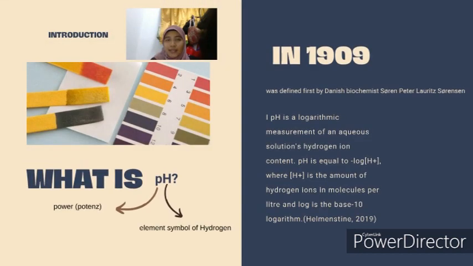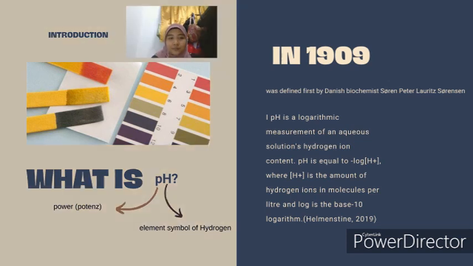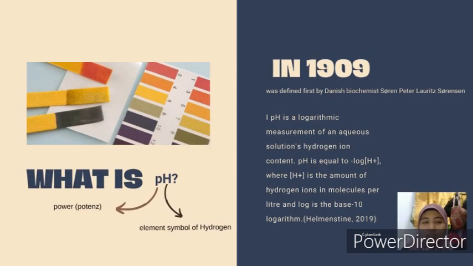In 1909, the Danish biochemist defined the pH. The P stands for the power in the German term, while the H stands for the hydrogen element in the periodic table. The definition of pH is a logarithmic measurement of an aqueous solution's hydrogen ion content. When we want to calculate the pH value, we need to know the concentration of hydrogen ion, and we need to use the base 10 logarithm to calculate the value.